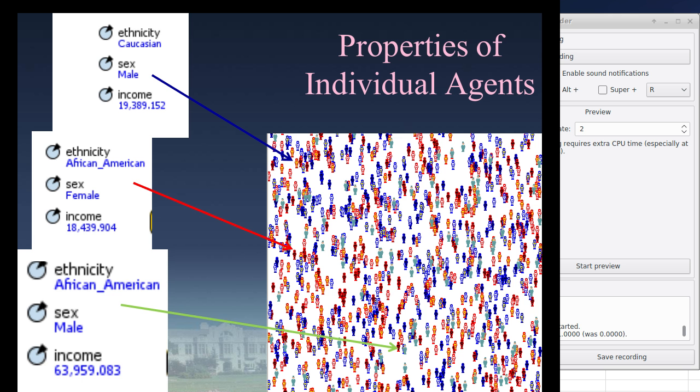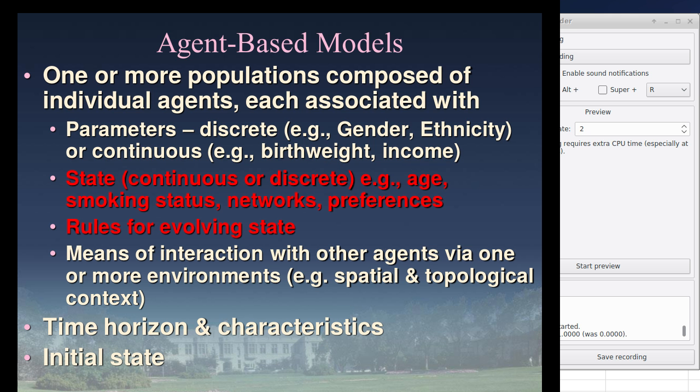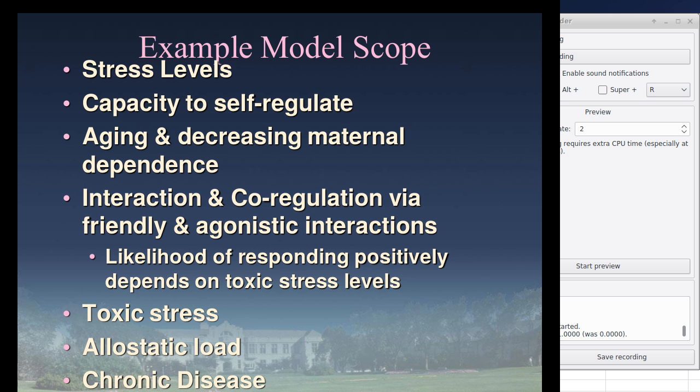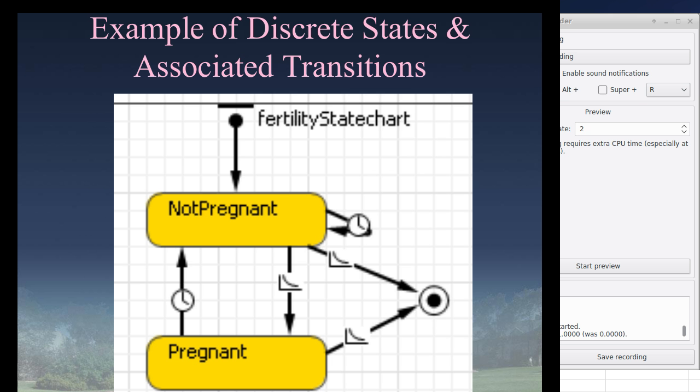Importantly, we can keep track of continuous quantities on the part of an individual, what their birth weight was, or what their current blood pressure is, or what have you. A very powerful thing. It's hard to do in a model at the aggregate level using system dynamics. Each of those individuals is also associated with state, right? Their stress levels, their capacity to self-regulate, their age, and their ability to co-regulate their toxic stress.